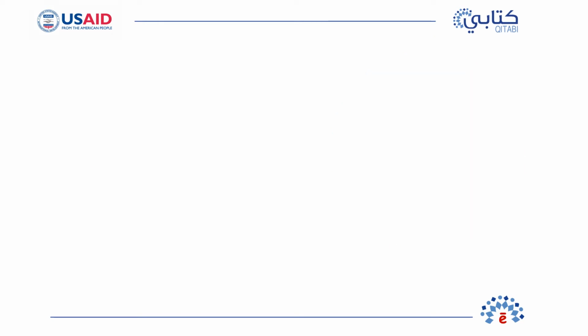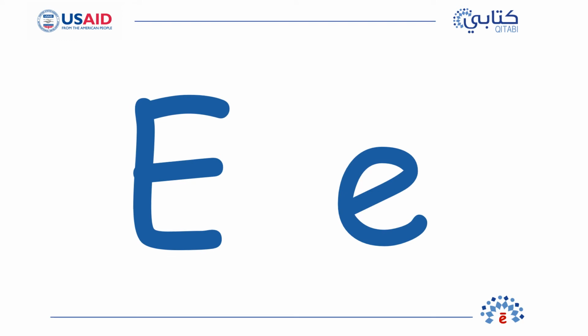Today we will learn more about this letter. This letter's name is E. E can make the short sound E. It can also make the long sound E, like its name, E. Say this sound with me. E. E. E. We need to learn this letter so we can read words with the long E. You will hear this sound E a lot in English words.